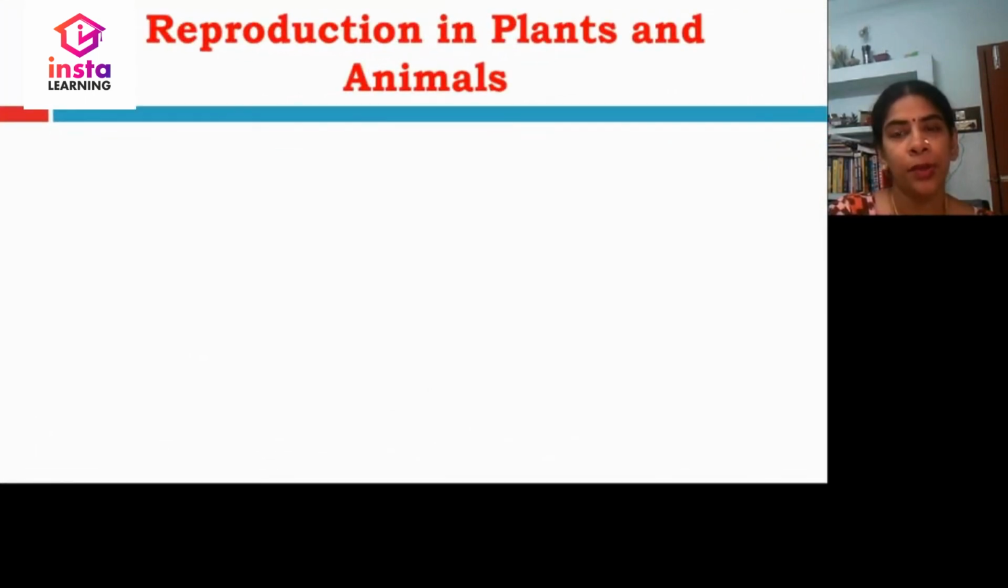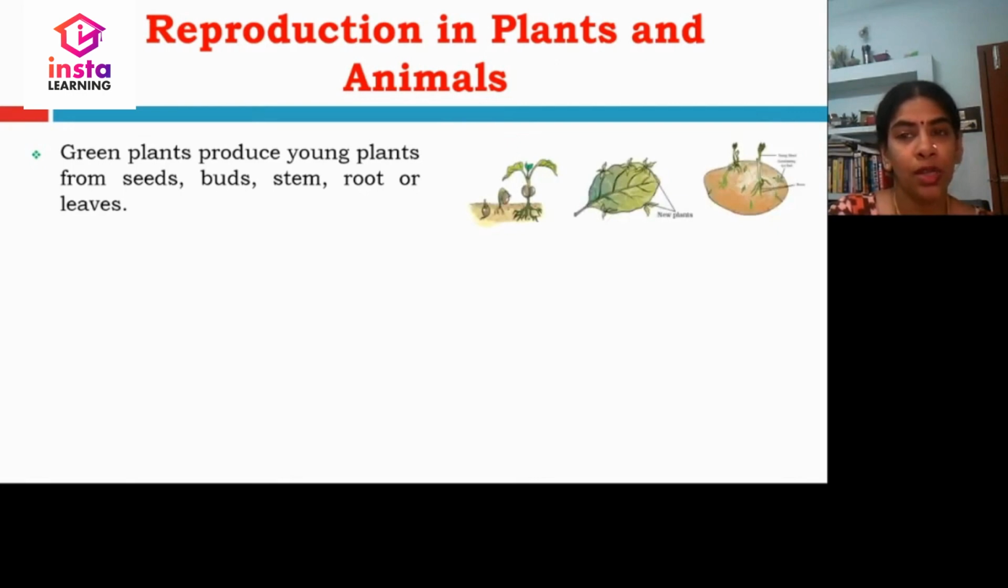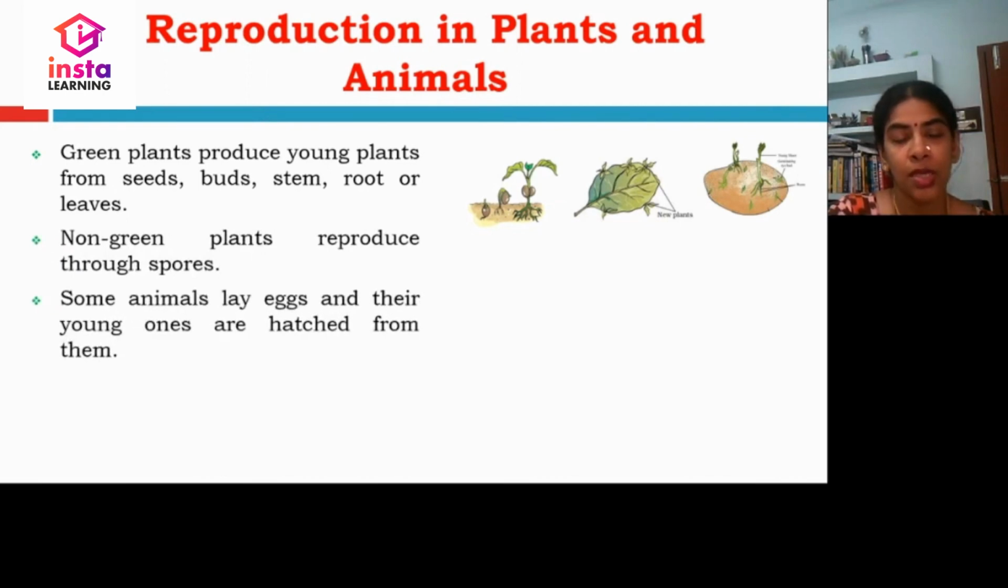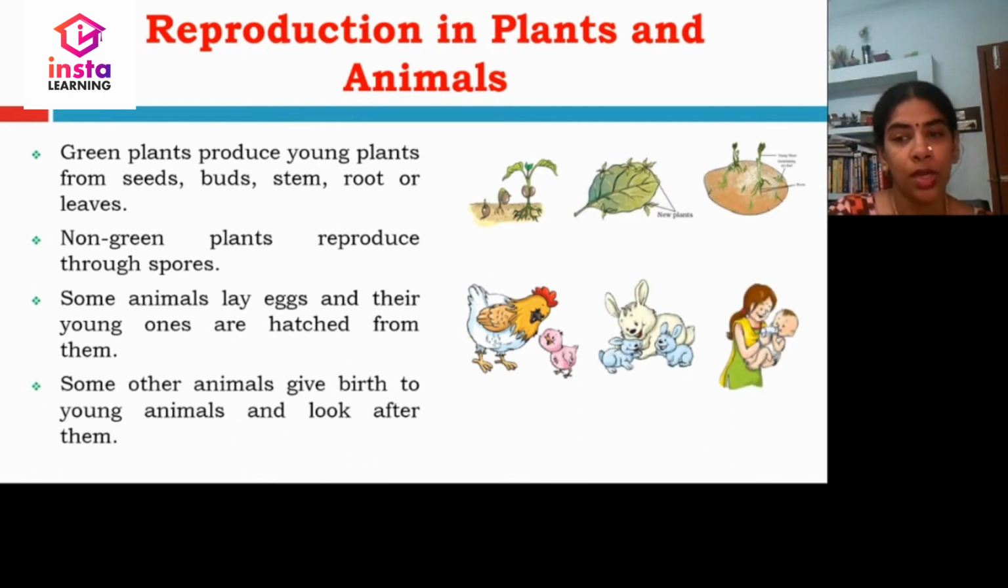Let us compare the reproduction in plants and animals. Green plants produce young plants from seeds, buds, stems, roots, or leaves. Non-green plants reproduce through spores. Some animals lay eggs and their young ones hatch from them. Some other animals give birth to the young ones and look after them. Humans reproduce by giving birth.